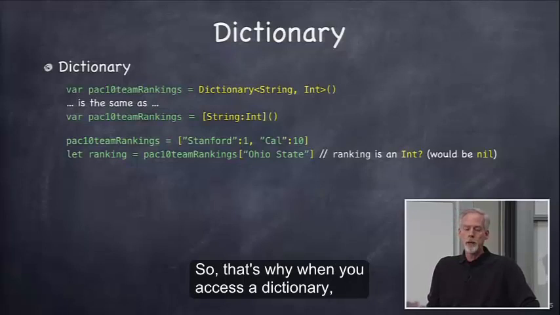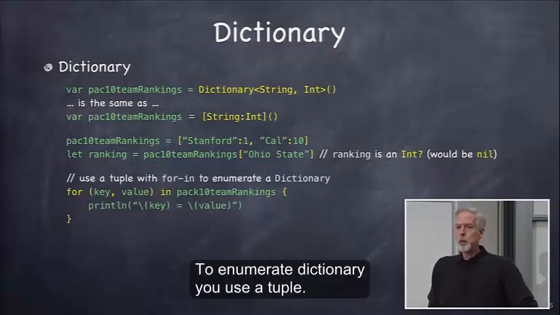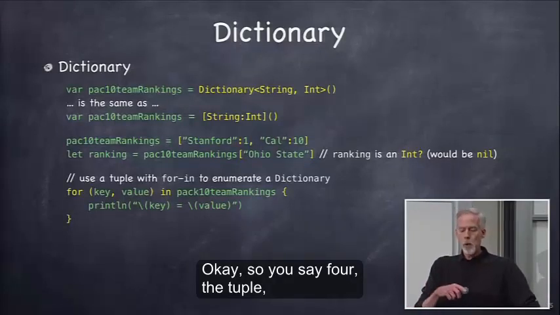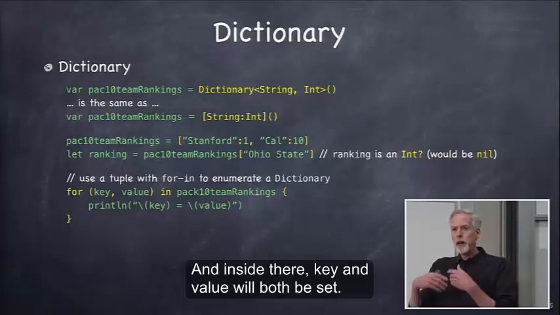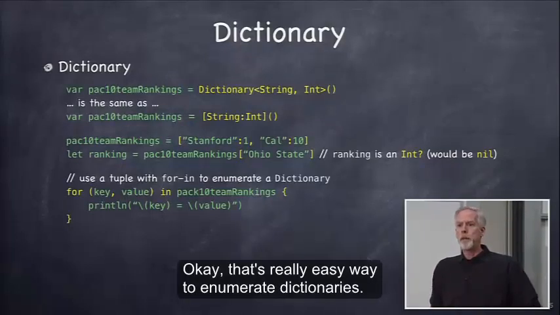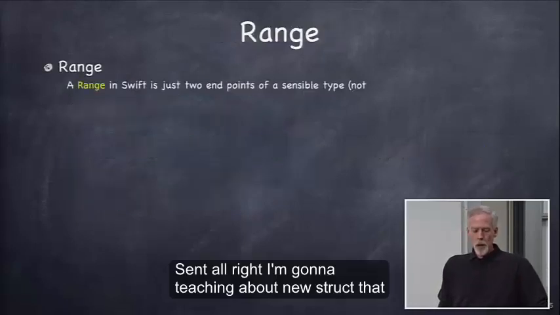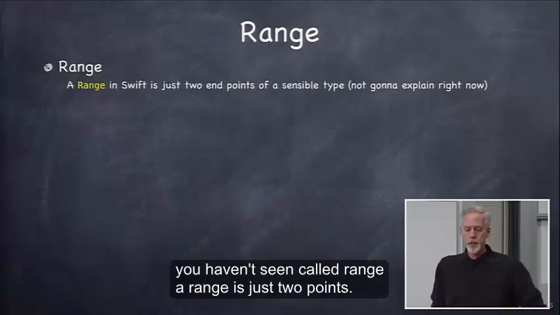Okay, so that's why when you access a dictionary, it comes back as an optional. To enumerate a dictionary, you use a tuple. You say for the tuple key, value in the dictionary, and then inside there, key and value will both be set. So that's a really easy way to enumerate dictionaries. Make sense?